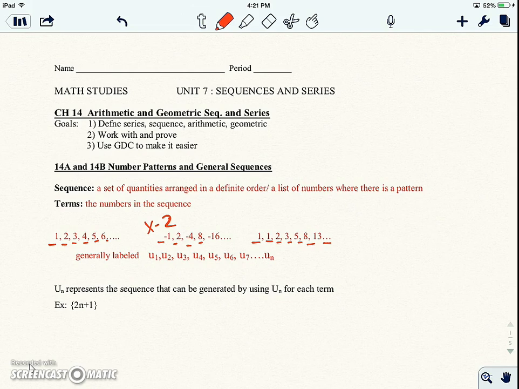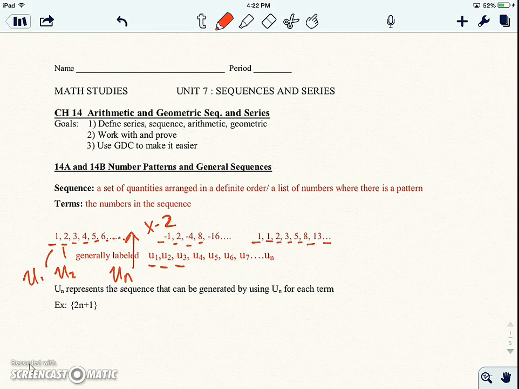Each number in a sequence is called a term. They're usually labeled u sub 1, u sub 2, u sub 3. This is u sub 1, the first term. This is u sub 2, the second term. Dot, dot, dot, and so on. If you don't know which term it is, some mystery term out there, that's called u sub n.